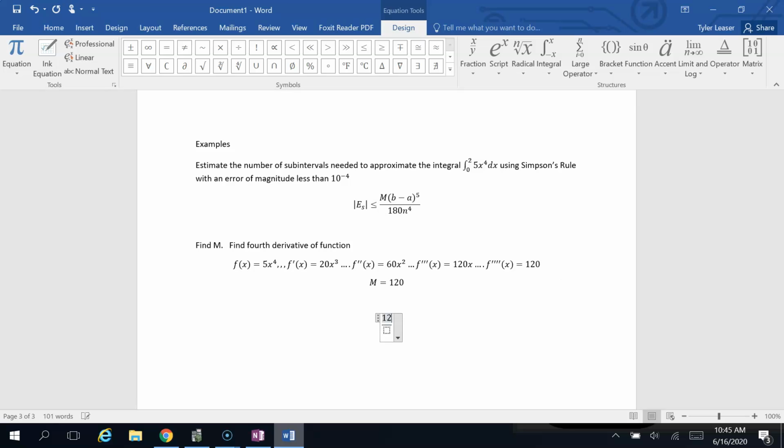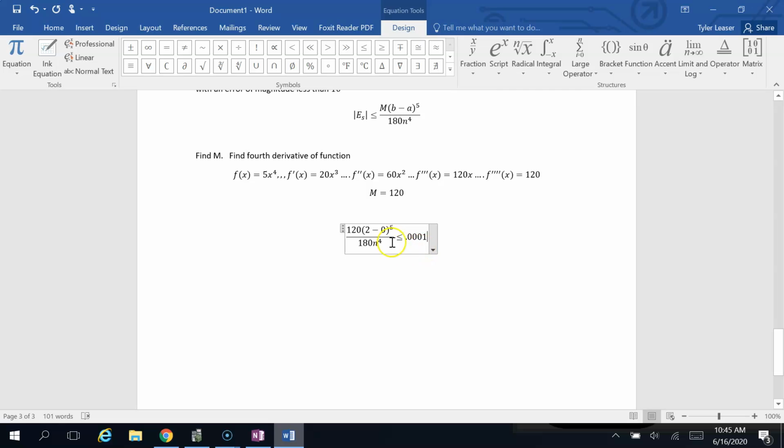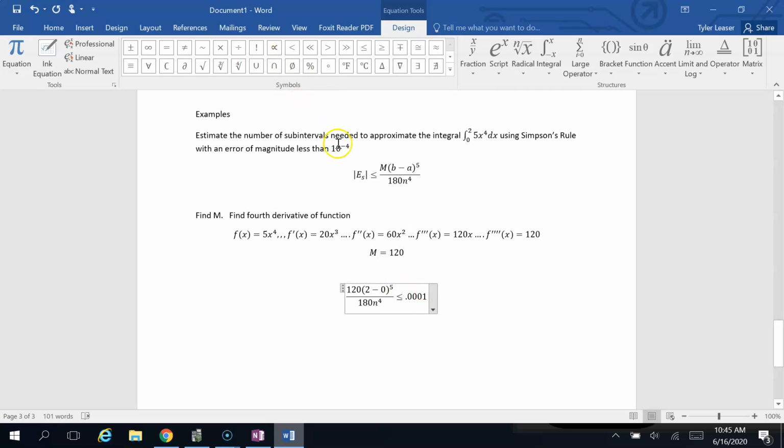We're going to take that 120 for the M times b minus a, which is going to be 2 minus 0. Remember, those are the lower and upper bounds for the limit. That's to the fifth, all divided by 180, and then n to the fourth. We do not know what the n is because that is actually what we're trying to find. All right, so remember, like I said, we're going to bound that by this 10 to the negative 4, which is 0.0001. Now just solve for that n to the fourth. So we're going to multiply the n to the fourth over to the right-hand side and then divide by that 0.0001.